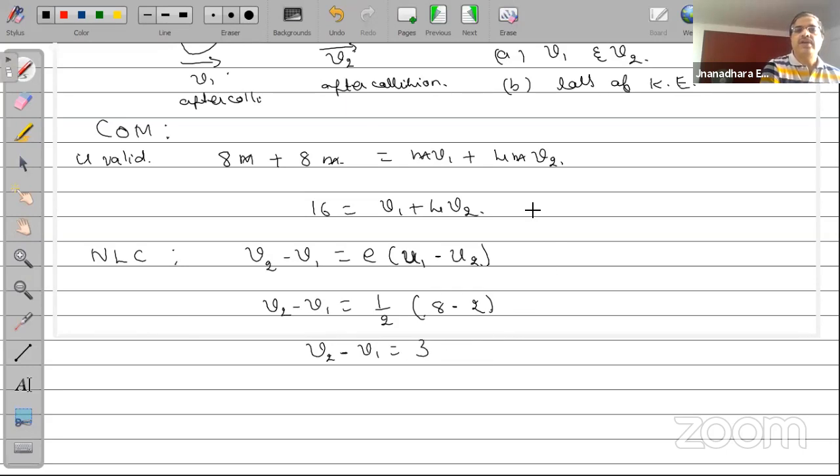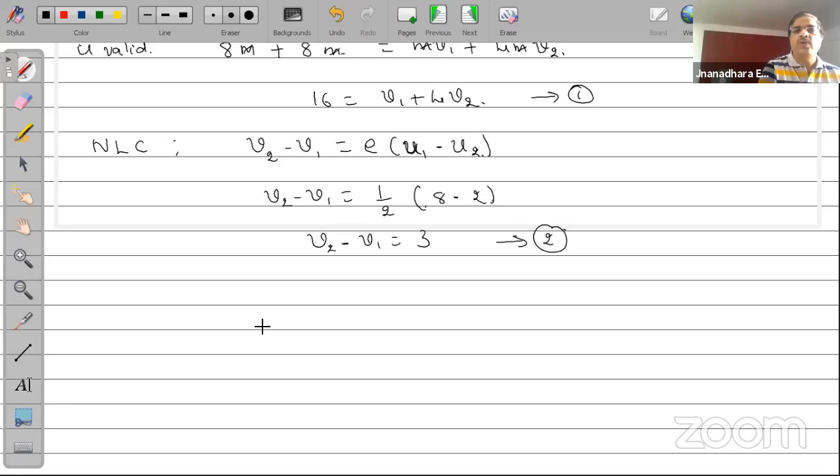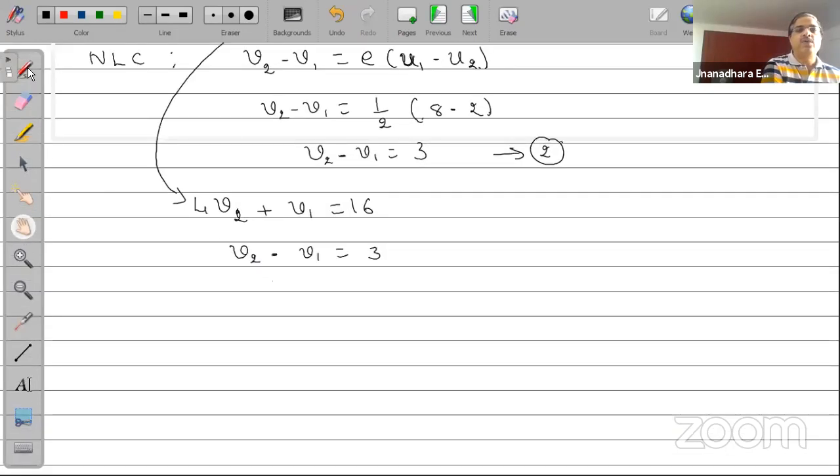So I have equation 1 here and another equation here, 2. I have to solve these simultaneously to get V1 and V2. I don't think it should be difficult for all of you to do this. So this becomes 4V2 plus V1 is equal to 16. The other equation is V2 minus V1 is equal to 3. Look at this, so simple to do. If you add both of them, you get 5V2 is equal to 19. So V2 is equal to 19 by 5.